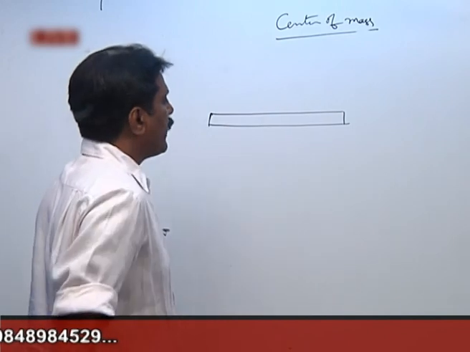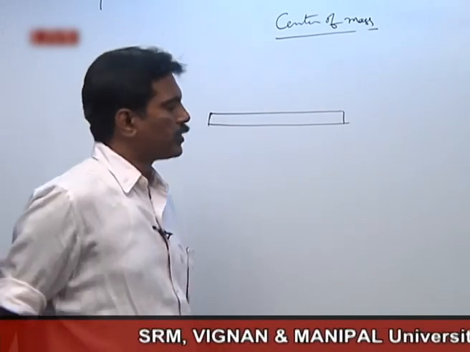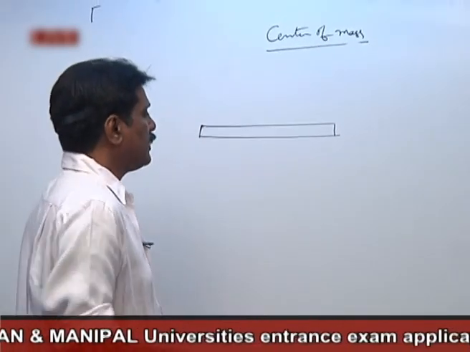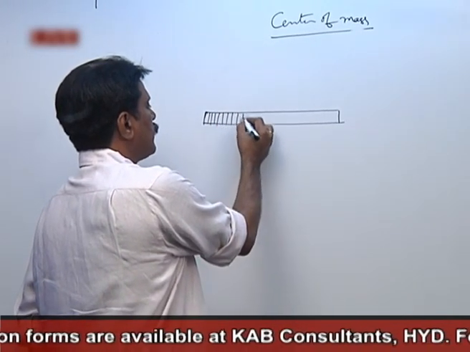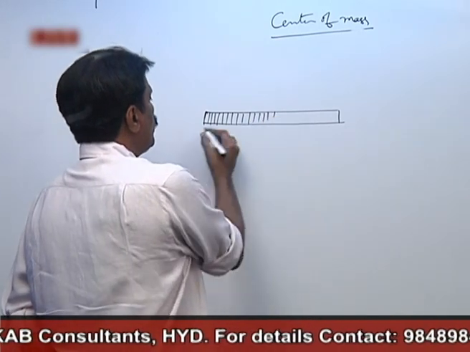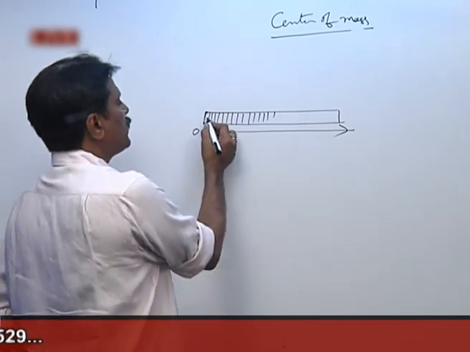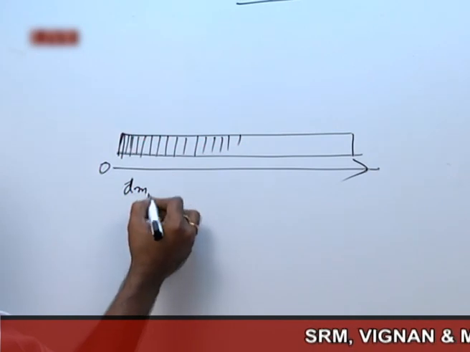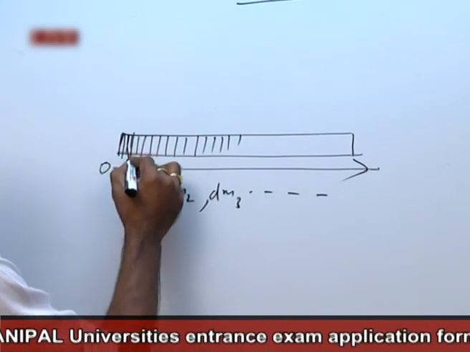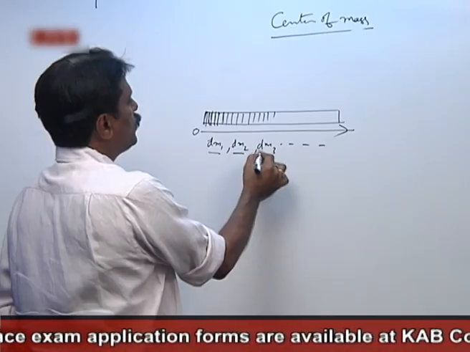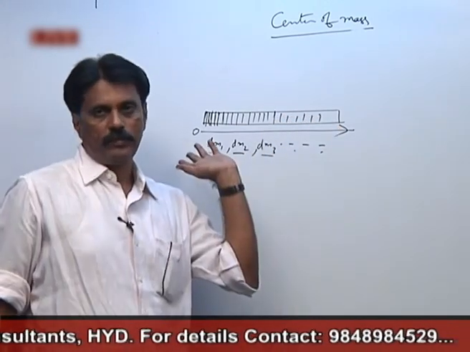In finding center of mass of an extended body also, we will follow almost a similar pattern. Only thing is, there will be slight modifications. Let us see how to find. We will divide this into a number of particles. Suppose this is the origin, this is the x-axis. We will divide this into a number of particles dm1, dm2, dm3 and so on. We can divide into as many parts as possible.